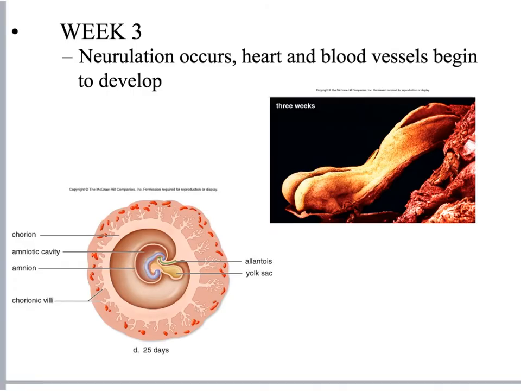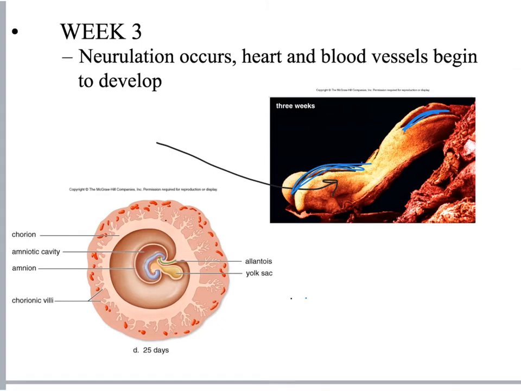And by week 3, remember we said that neurulation occurs. We also have heart and blood vessels beginning to develop. You can see on this picture here, the real deal. You can see the neural groove. Let me see if I can find a different color here. Let's go with blue. You can see the neural groove on either end, the anterior and the posterior end, and eventually this groove will roll into a tube. You can see from our picture down below what's happening here.